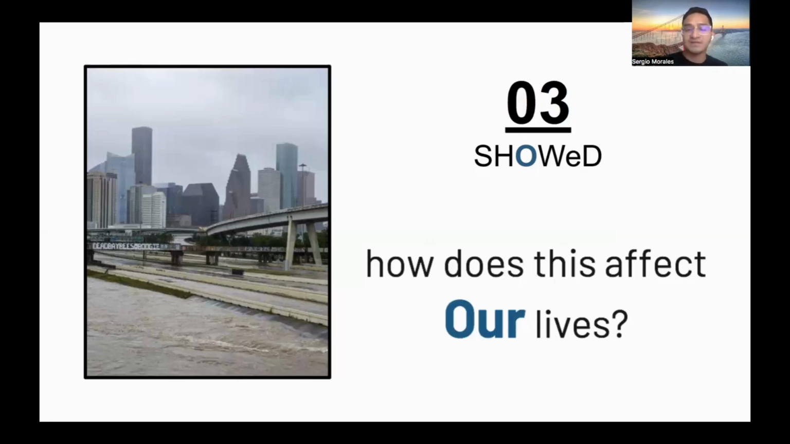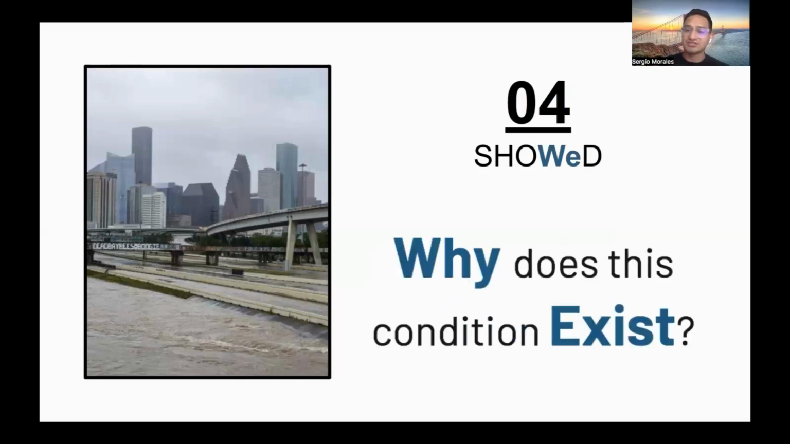and to your own community. Now we're going to talk about the fourth question, which is the W and the E: why does this condition exist? This question is interesting because it makes you think critically about what is happening in the picture and the structural forces influencing it. When I see this picture, I see flooding, and I start thinking about what influences flooding in Houston. Maybe the infrastructure in the city to deal with flooding might not be as good.